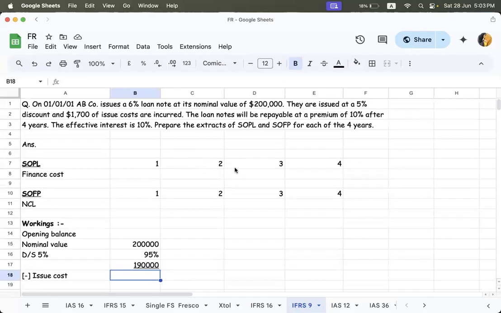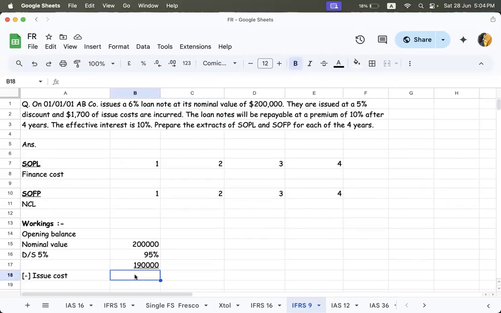They haven't mentioned if it is non-trading or trading, but they have told you that it is going to be for 4 years. The note will be repayable after 4 years. So we're going to assume that they're holding it until 4 years, that is, holding till maturity. So you're going to take it as a non-trading instrument, because they're going to repay it after 4 years.